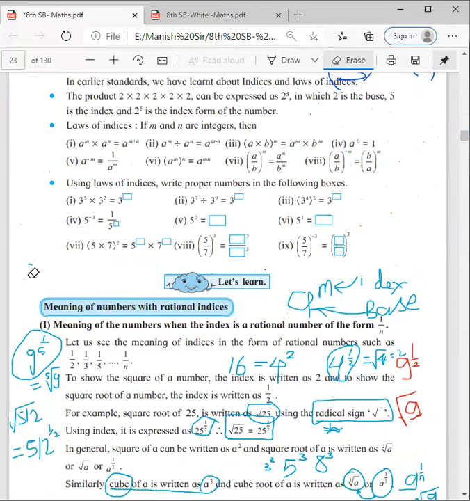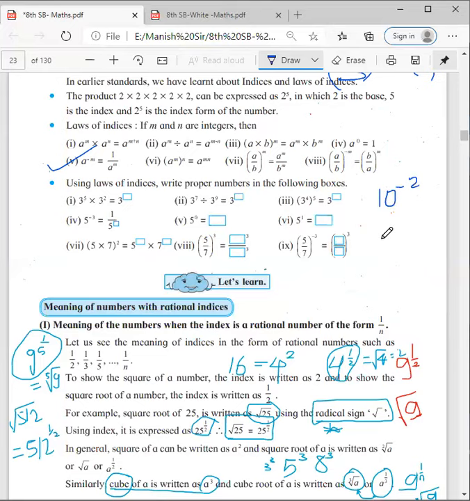See the fifth one, what they have given. The law of indices, number five. Just try to understand. If I write 10 raised to minus 2, at this place I can write this as 1 upon 10 raised to plus 2.